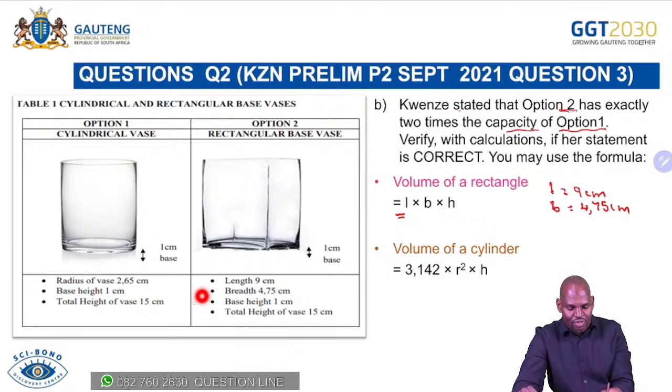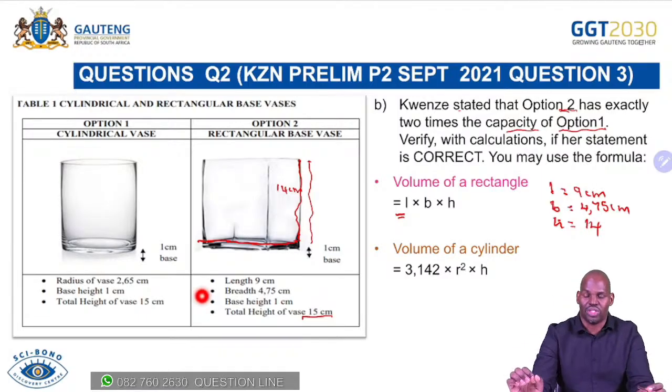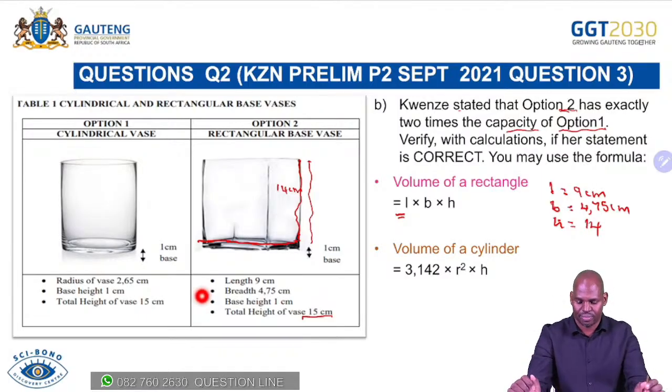In this case, we have already calculated in the previous question that the thickness there is 1 centimeter. So therefore our height will be, the whole of this is 15. Then we subtract 1. So inside it's 14 centimeters as well. It's just 15 minus 1. So h is 14.